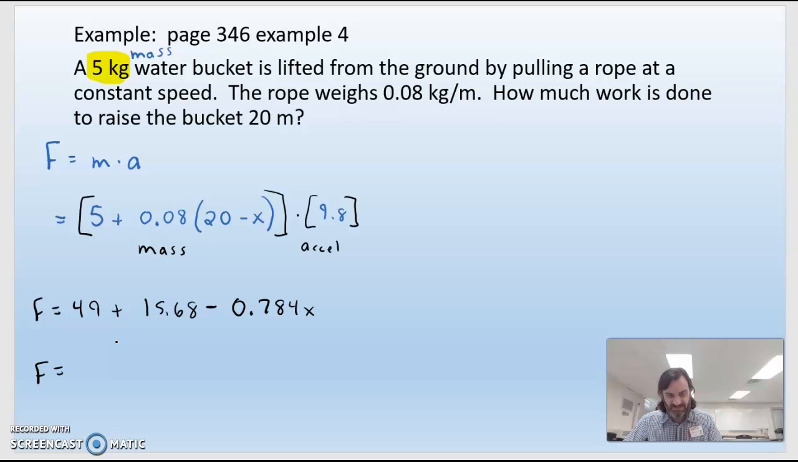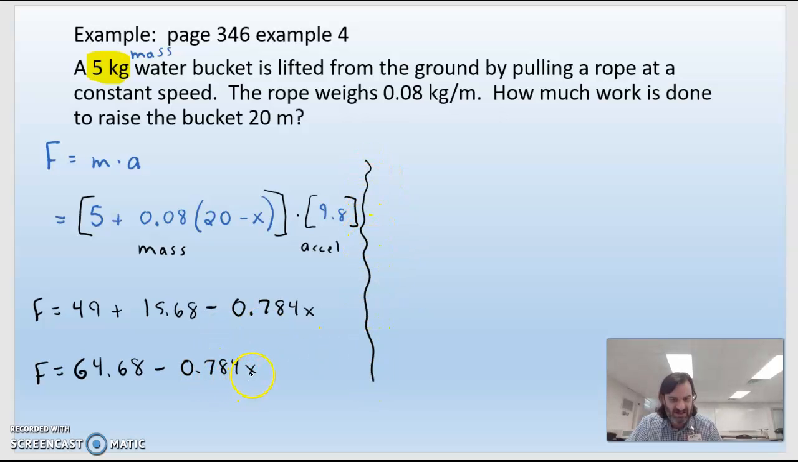So let's clean that up a little bit more. 49 plus 15.68 gives me 64.68 minus 0.784x. So keep in mind what this is. This is the force to raise the bucket and the rope, but the amount of rope left to move is decreasing as we continue on. As x increases, we're taking more and more mass away from this, so there's less force required.